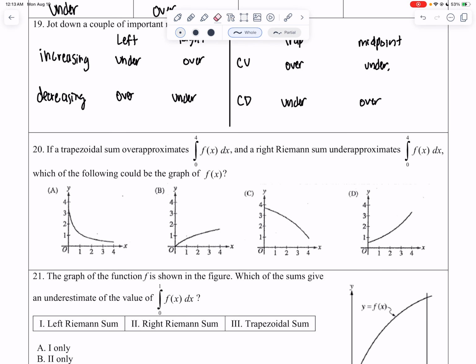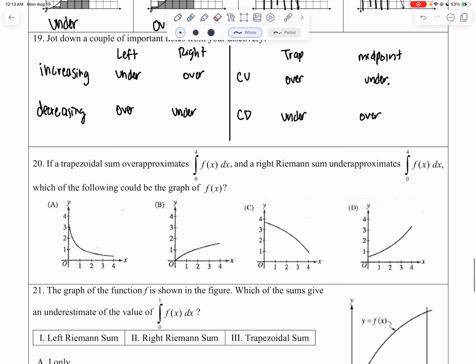So looking at number 20 here, we want to see that a trapezoid sum gives us an overestimate, which means that we have a function that concaves up. So we have an overestimate or overapproximates that's concave up, meaning that it can't be B and it can't be C.